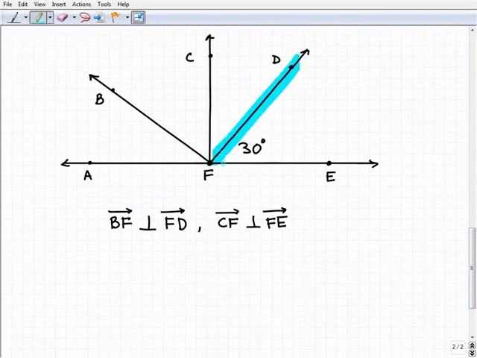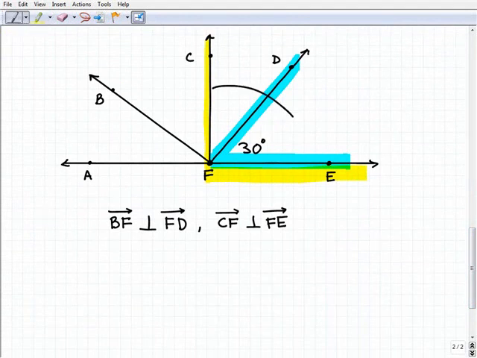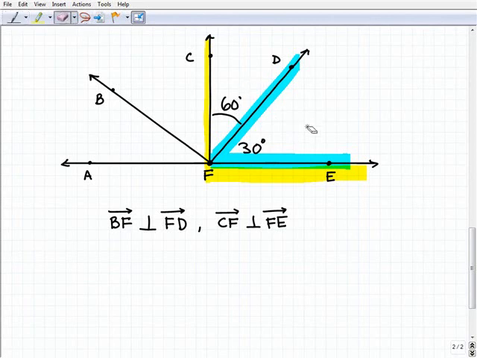So what do we know? Well, one of the things I know is these two rays right here are perpendicular. So therefore, this total angle sum is 90 degrees. So if this angle EFD is 30 degrees, this angle right here has to be 60 degrees. These are complementary angles. So 30 plus 60 is 90. We're going to use the same technique here, and I'm going to erase some of this stuff.